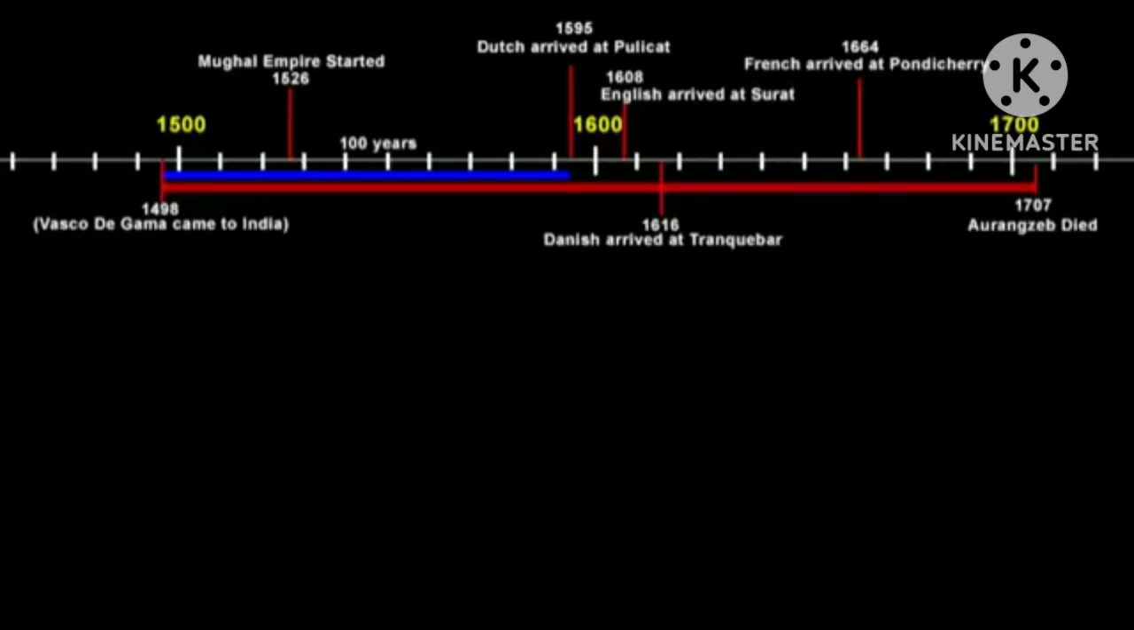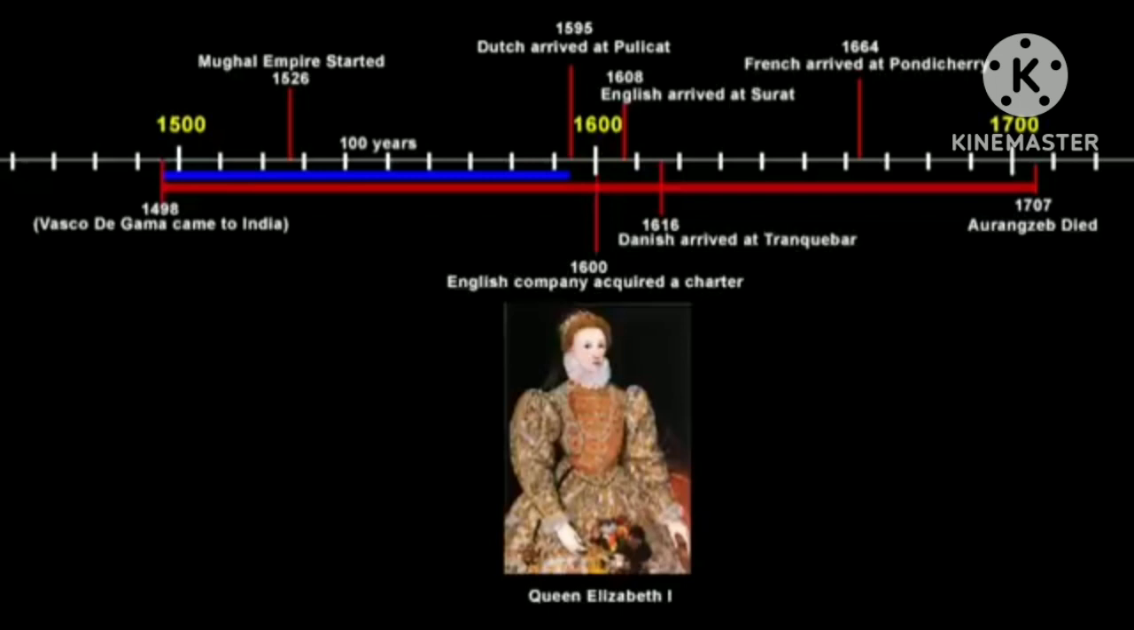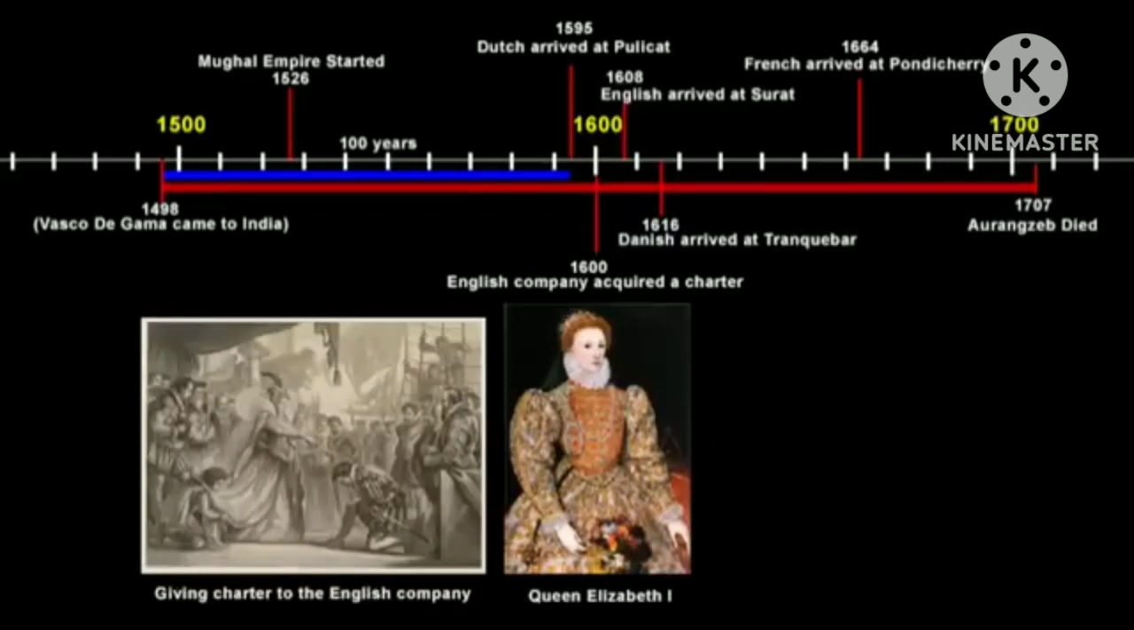Let's understand how the British arrived in India, because that's what we are interested in. So it all started in 1600. The English company acquired a charter from the then ruler of England, Queen Elizabeth I. Charter means a written legislative paper of a country. So Queen Elizabeth I signed a paper where she gave, in particular, this English company complete individual right to trade with the eastern countries.